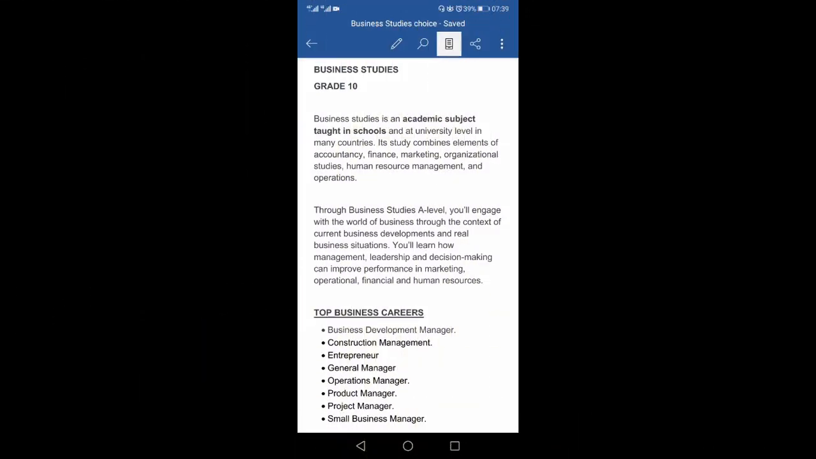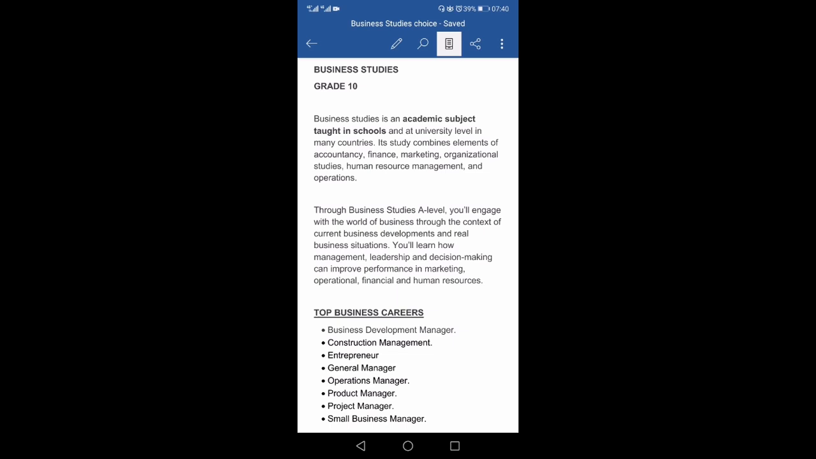Good day, ladies. Business Studies Grade 10. Business Studies is an academic subject taught in schools and at university levels in many countries. Its subject combines elements of accountancy, finance, marketing, organizational studies, human resource management, and operations. Through Business Studies A level, you'll engage with the world of business through the context of current business developments and real business situations. You learn how management, leadership, and decision-making can improve performance in marketing, operational, financial, and human resources.